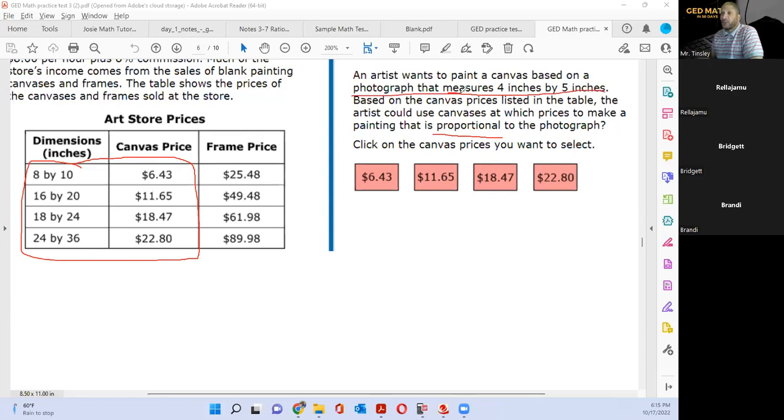Oh, I'm sorry, maybe I didn't hear you. So those are the things you must know right there. In order for you to even start this problem, you must know that the photograph measures 4 by 5 inches. You must know they want something proportional. Proportional means you're multiplying the top and bottom by the same number. That's how you find something proportional.